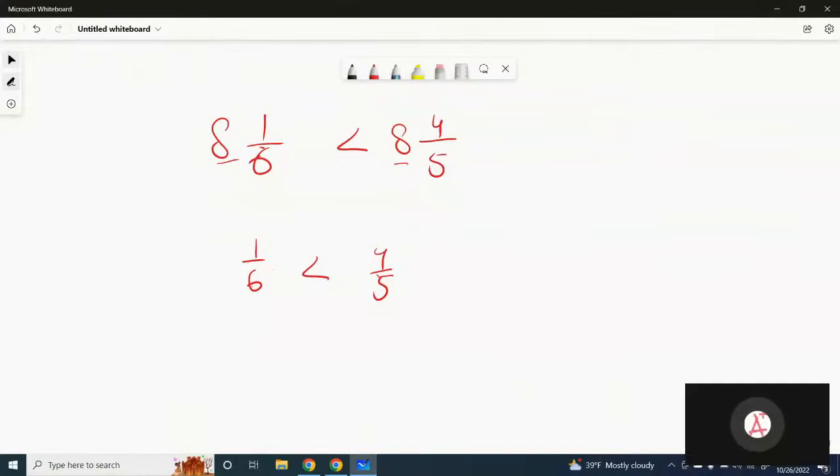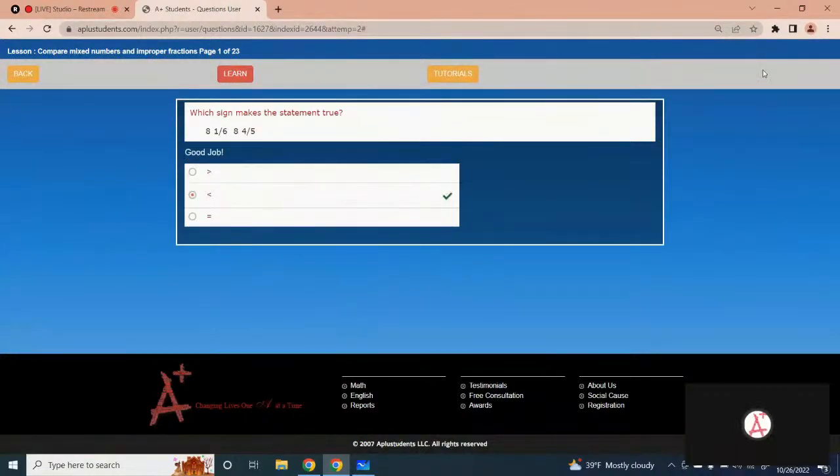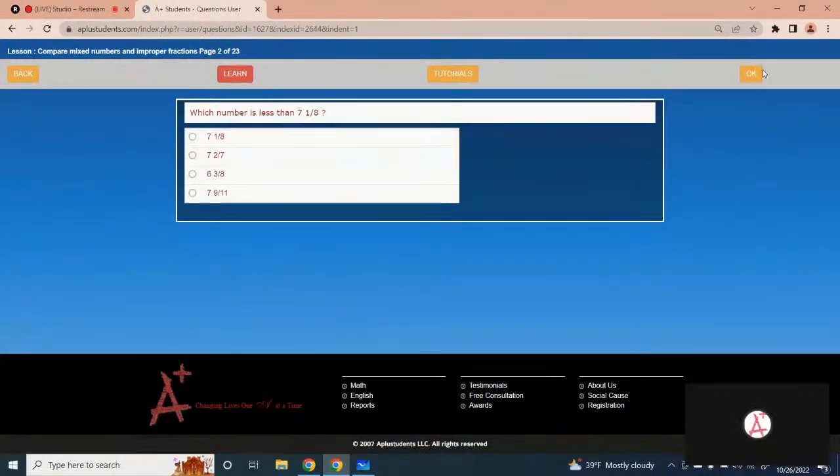Got it? Just write the correct option in the chat box if you know the answer. It is less than. Just select the correct option and then click on the OK button. Okay, the next one is which number is less than 7 whole 1 by 8? That's the one we did in the tutorial. So 6 whole 3 by 8 is actually less than.